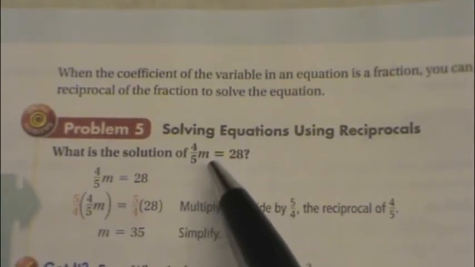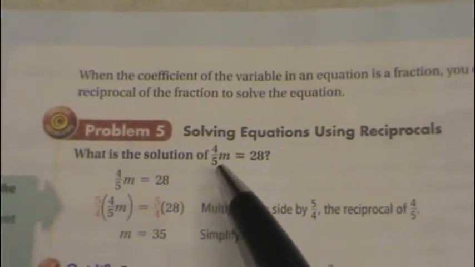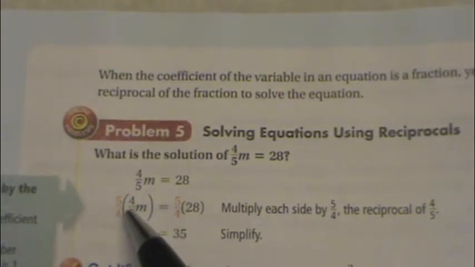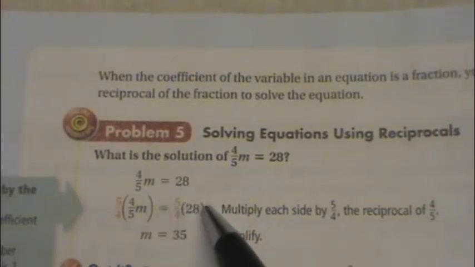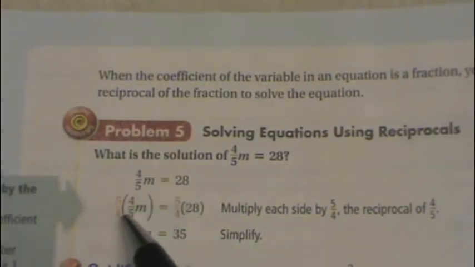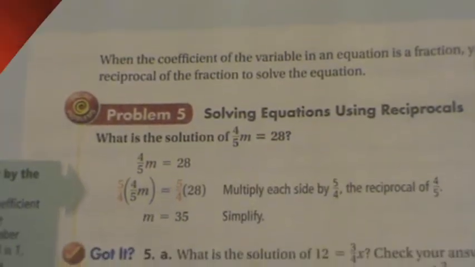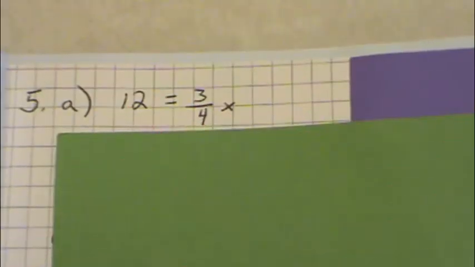Because we need to isolate m. How are we going to get rid of 4/5? We're going to multiply it by 5/4, because we can do anything to this side of the equation as long as we also do it to this side of the equation. So multiply each side times 5/4. This cancels out. We're left with just m, nicely isolated on this side, and apparently 5/4 of 28 is equal to 35. Let's practice with a few.